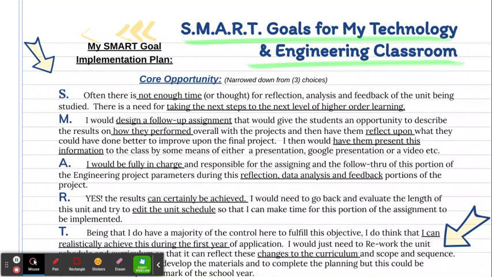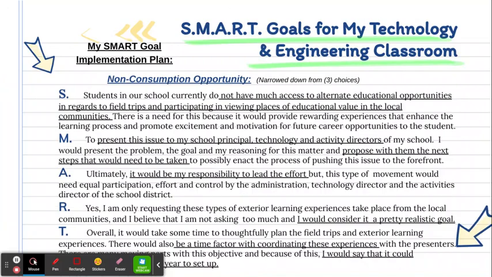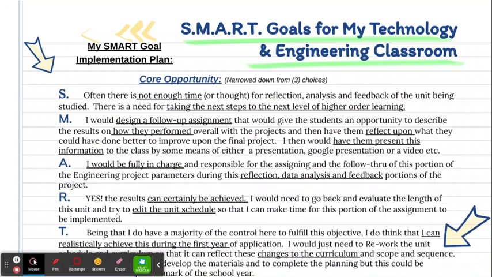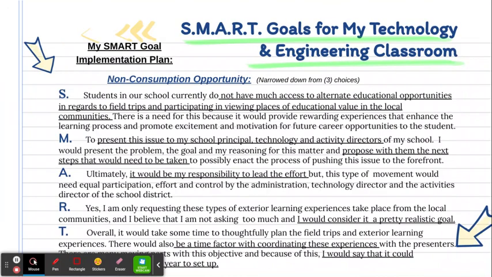As far as it being realistic, I would say, yeah, it's definitely something that's realistic. I think we definitely would be able to have people coming into the school system, at least for a field trip, if not going out to the local community. And then as far as the time factor goes, is it time related? I would say, yeah, I can probably do this within the first half of the school year. So that is my SMART goals that I wanted to address.